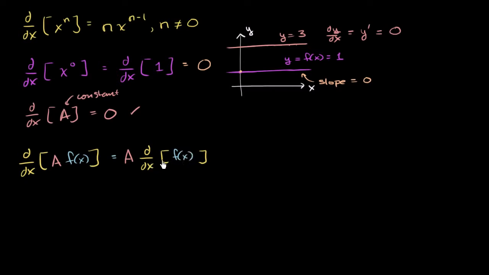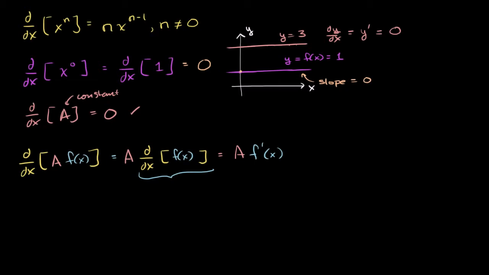And the other way to denote the derivative of f of x is to just say that this is equal to a times f prime of x. Now, this might all look like really fancy notation, but I think if I gave you an example, it might make some sense.